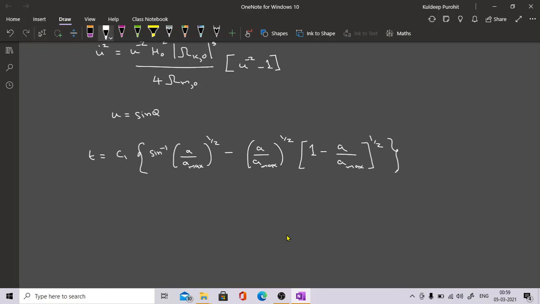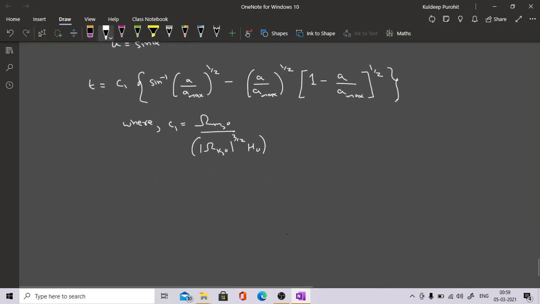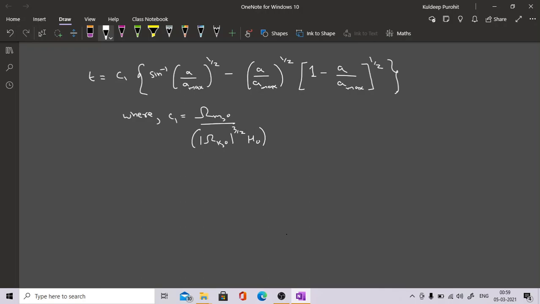Where c1 is equal to omega m0 by omega k0 raised to 3 by 2 into h0. You can take help of mathematical software to solve this integration or these differential equations. So this will be the value. You can see that this is your relation of scale factor with time.